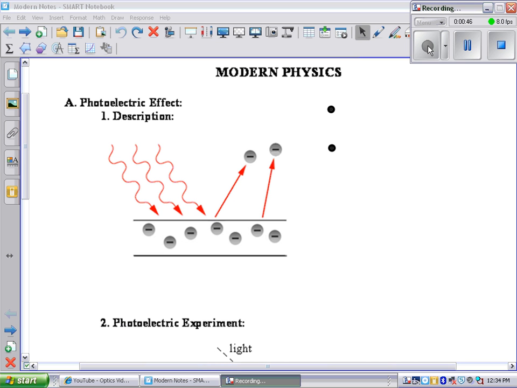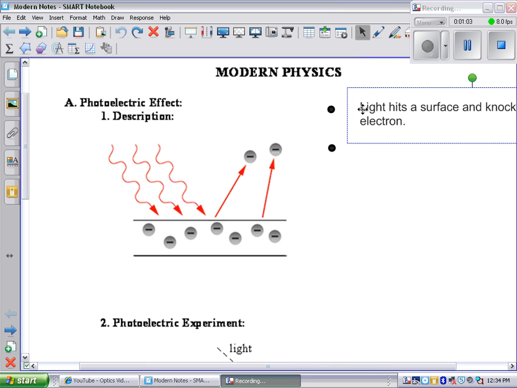The first phenomenon that people started to study that they couldn't explain was called the photoelectric effect. And the description of the photoelectric effect is pretty straightforward. Photo means light. You have light hitting a surface. When it hits the surface, it's going to knock out electrons. So light hits the surface and knocks out electrons.